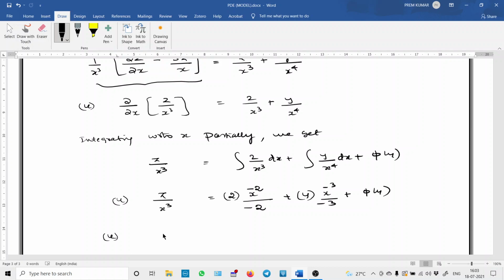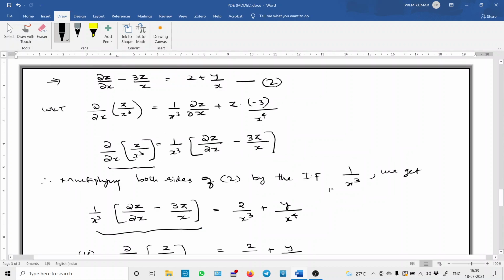So z equals, just cross multiply this x³ on both sides, so we get −x − y/3 + x³φ(y). This is the required solution. So this is the integrating factor. If you multiply on both sides of 2, we can easily integrate it. For that purpose only we call it an integrating factor, which we need to find.